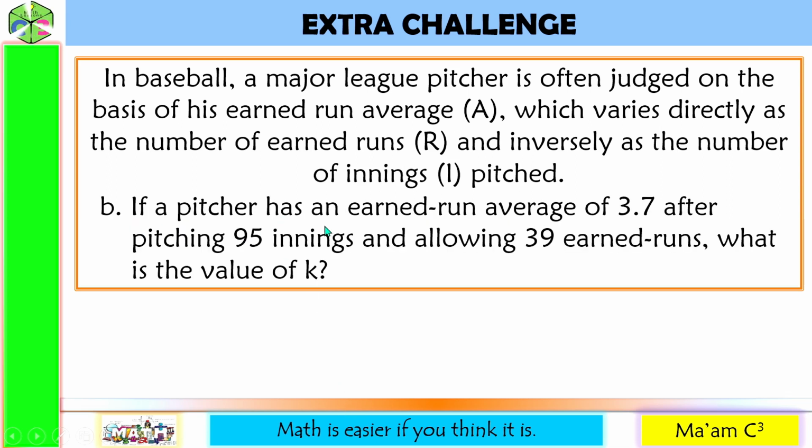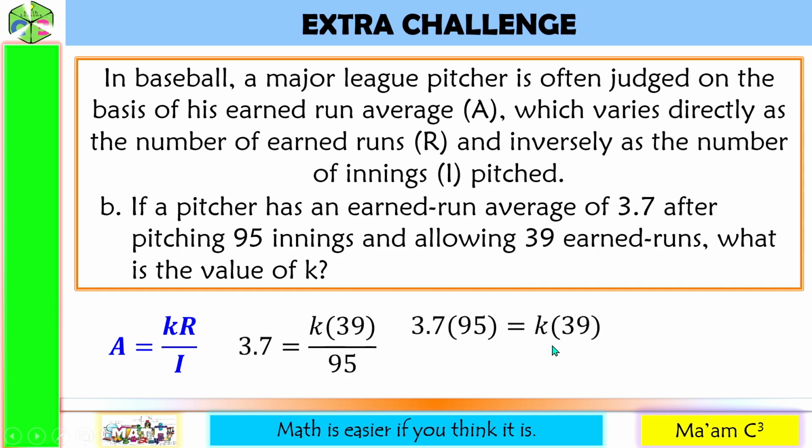Let's solve letter B. If a pitcher has an earned run average of 3.7 after pitching 95 innings and allowing 39 earned runs, what is the value of K? Let us recall our answer in letter A, our formula. Now let us substitute 3.7 for our A, that is the average. 95 innings, 95 would be the I. And 39 earned runs, 39 would be our R. So we have, by cross multiplication, 3.7 times 95 is equal to K times 39. We're going to solve for the value of K, so we're going to divide both sides by 39.